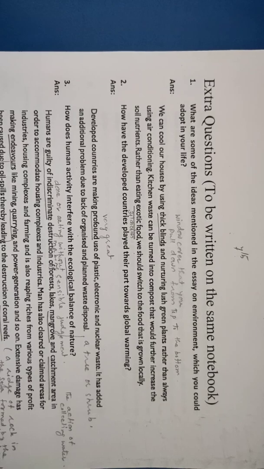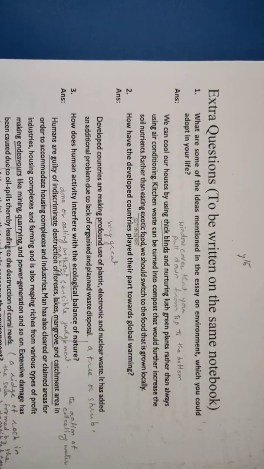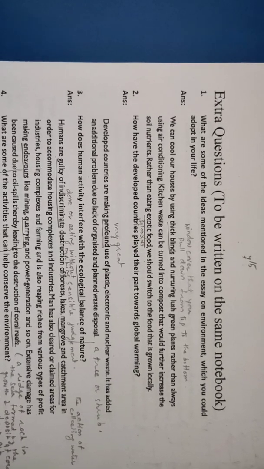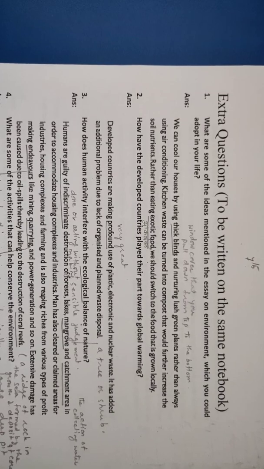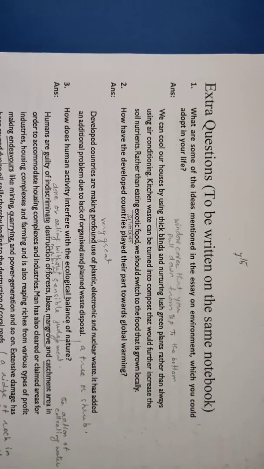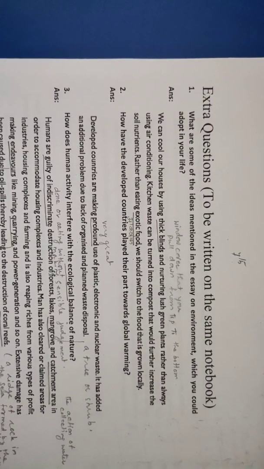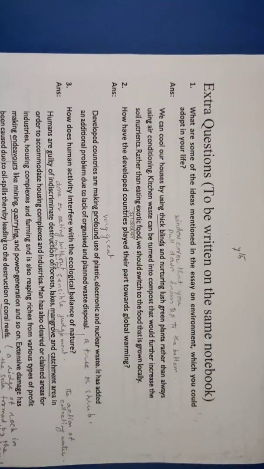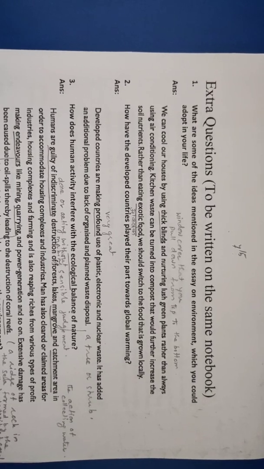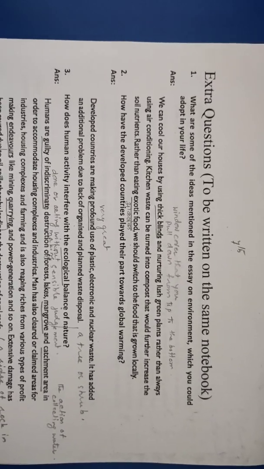It says we can cool our houses by using thick blinds and nurturing lush green plants rather than always using air conditioning. Kitchen waste can be turned into compost and would further increase the soil nutrients. Rather than eating exotic food, we should switch to the food that is grown locally. So this is how we can take care of the environment by not using exotic food or using air conditioning most of the time. We should take mother nature into usage so that it is not harming nature but is also useful for us.